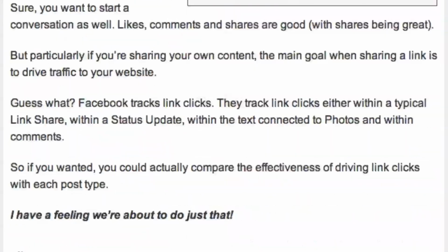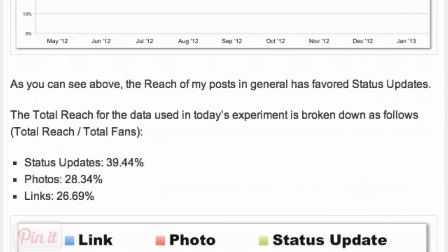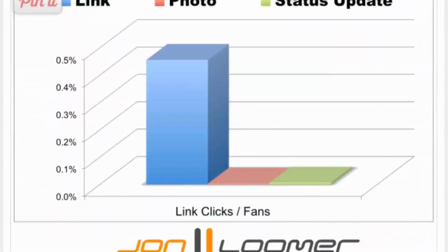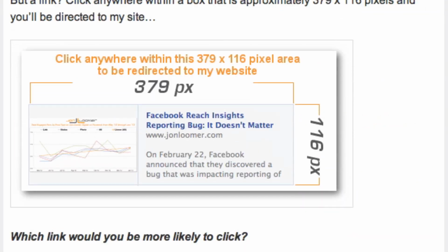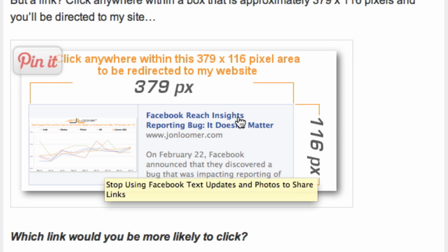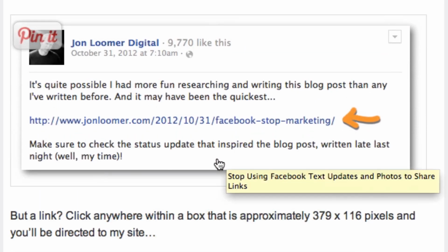And it's maybe partially due to the fact that it's now much, much bigger. I mean, take a look here. The area is quite large. It's a long blog post, by the way. It's 379 by 116. You click anywhere within that, it's a link to your site. As opposed to the status update, where you just have to click that link and that's it. Anyway, the stats I found were crazy, and probably a little bit too crazy. Makes me wonder about them.